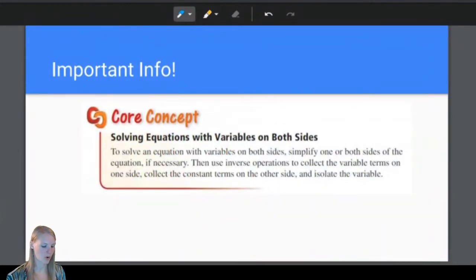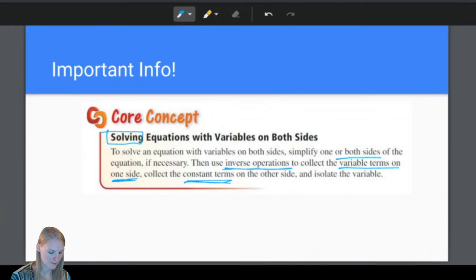Okay, so important information. Solving equations with variables on both sides. To solve an equation with variables on both sides, simplify one or both sides of the equation, if necessary. Then use inverse operations. We have seen this multiple times now. Inverse operations will always help us when solving an equation, to collect the variable terms on one side and the constant terms on the other side.